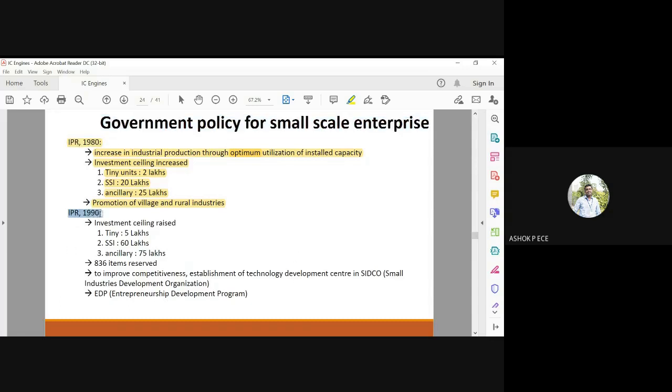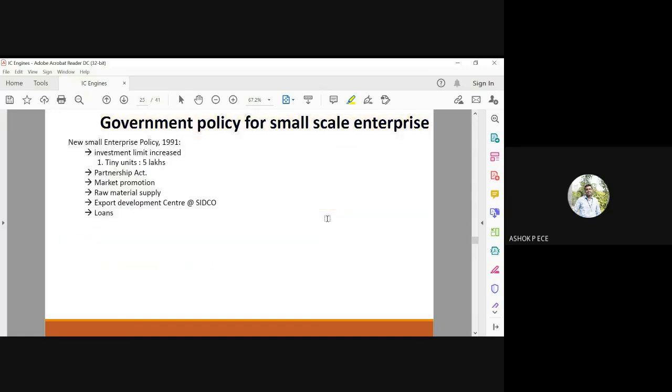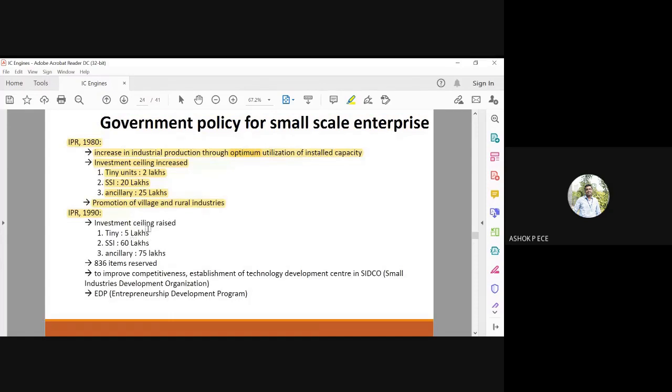Then comes 1990, industrial policy resolution 1990. The investment ceiling was again raised for tiny units, up to 5 lakhs you can invest. For small scale industry, up to 60 lakhs you can invest. For ancillary units, up to 75 lakhs you can invest. And 836 items were reserved to be produced by small scale industries. So to improve the competitiveness, establishment of technology development center in SITCO.